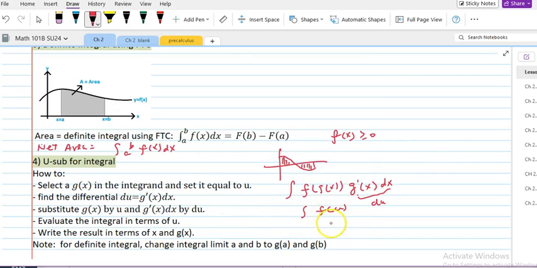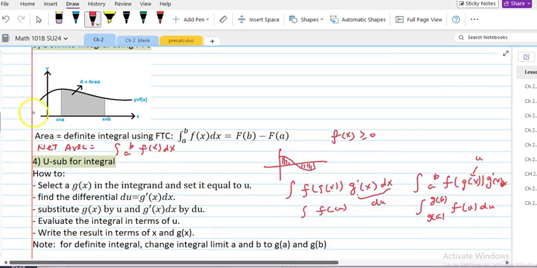And when you are doing a definite integral from a to b of f of g of x, and your outside has a g prime of x dx, then you can change the limits to g of a and g of b. You replace everything as f of u and du.